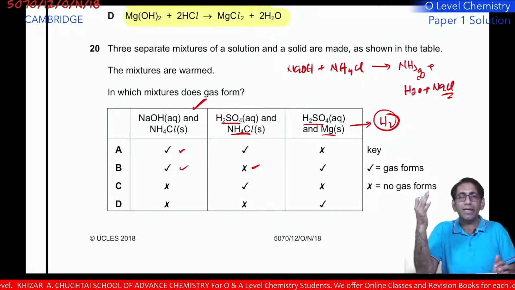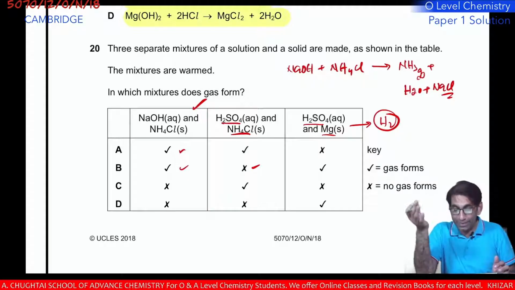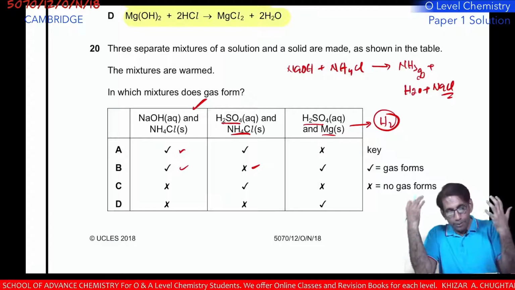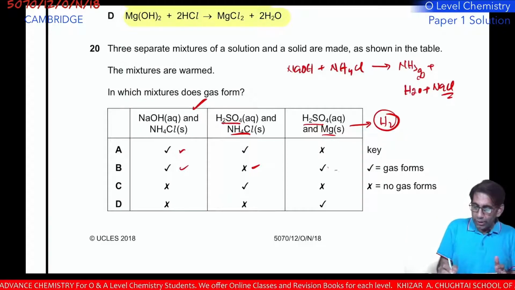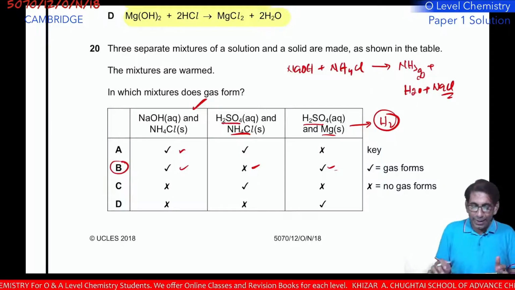When any metal that is more active than copper is allowed to react with an acid, it will make hydrogen gas. So it is true, and B is the correct option.